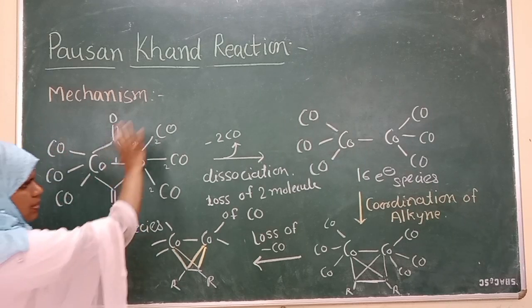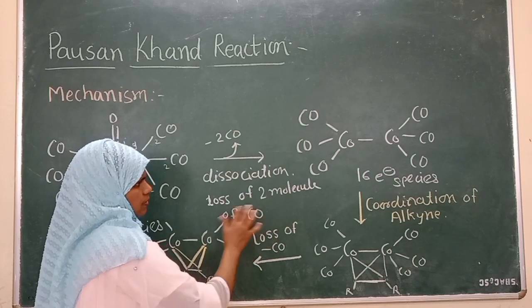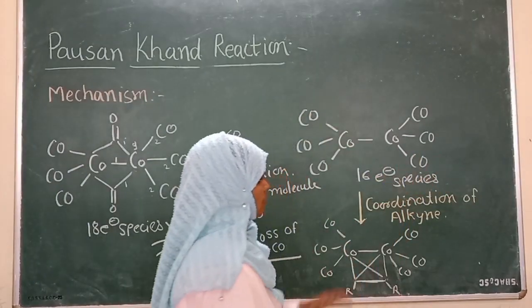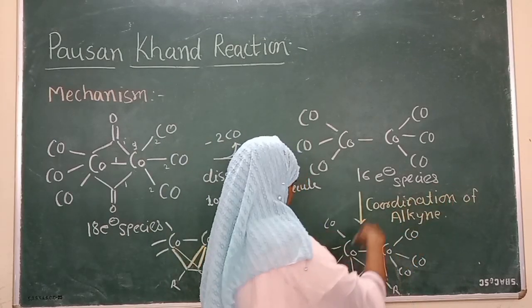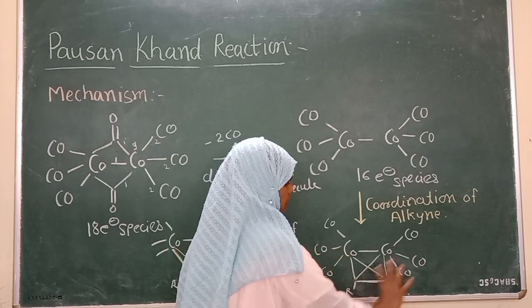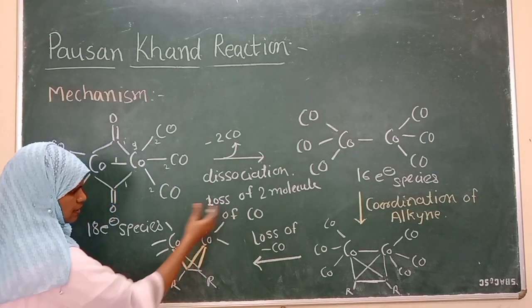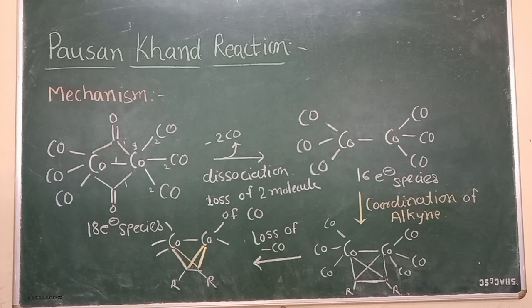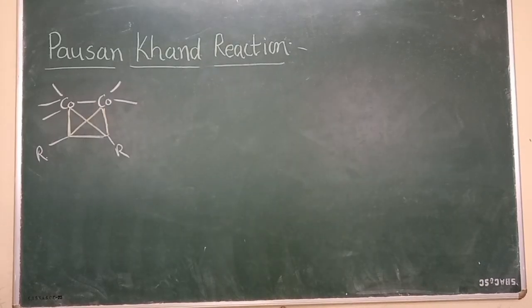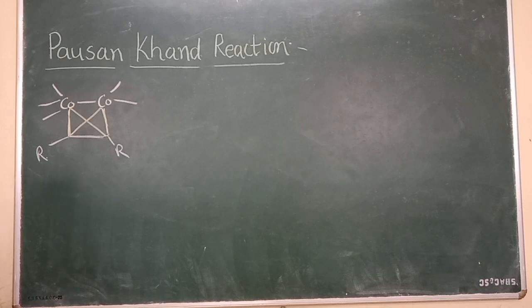First, your 18 electron species undergoes dissociation, loss of 2 molecules of CO. Then we get a 16 electron species. After the 16 electron species comes coordination of alkyne with the catalyst. Then we get this structure, which is an 18 electron species. Then we lose one carbonyl molecule, and finally we get this type of species.